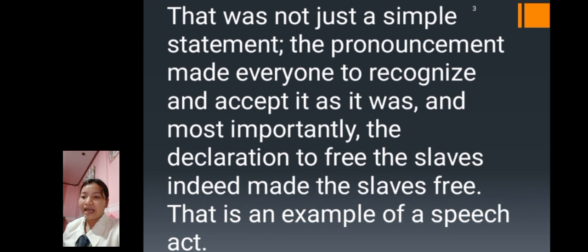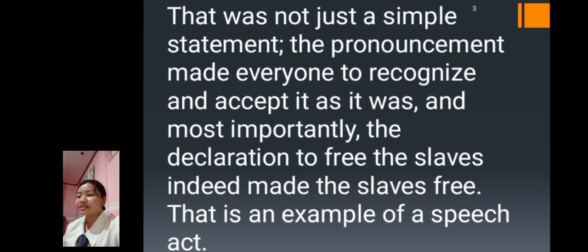So, the first is not just words. The statement highlights that a speech act is more than just words or a simple declaration. And next is recognition and acceptance. Lincoln's proclamation forced people to acknowledge and accept the new reality that slavery was no longer legally or morally acceptable. And third is action oriented. The key takeaway is that the act of declaring freedom for slaves didn't just express an idea. It actively made the slaves free.